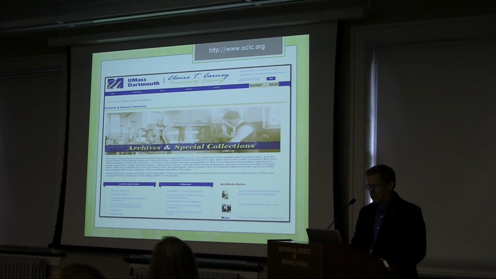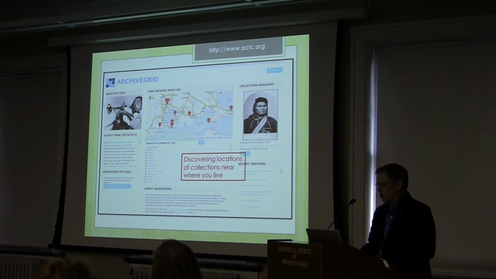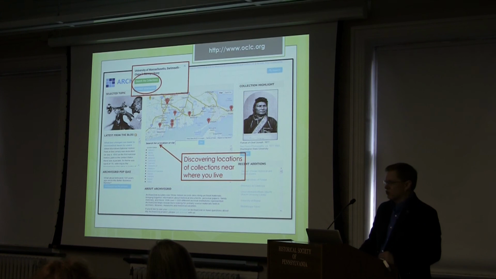You can just see all of the different types of things that you can do. Discover locations near where you live. You can do that search map, and all the pin dots will come up. And you will see what's going on there. So, great information and collections in OCLC.